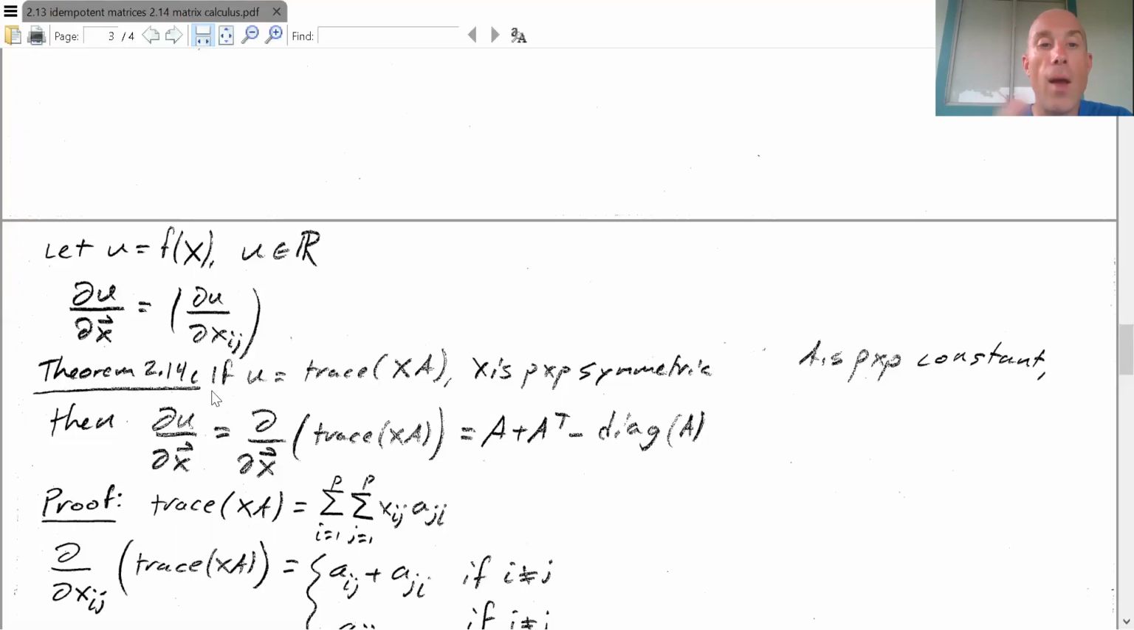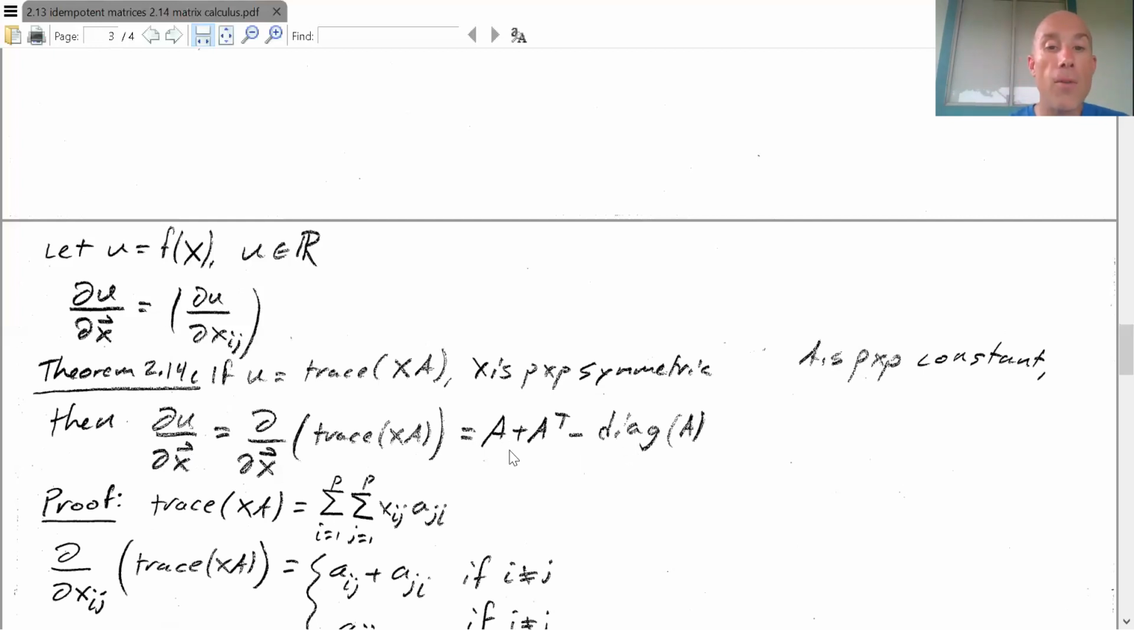Now let's start using this a little bit. If u is equal to the trace of X times A, where X is our variable matrix and A is a constant matrix, X is p by p symmetric, and A is p by p constant, then the derivative of u with respect to matrix X is equal to the partial derivative of the trace of XA, and what ends up happening is that this is A plus A transpose minus the diagonal of A.